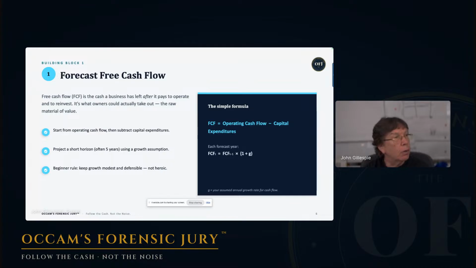So free cash flow is the cash a business has left over after it pays to operate and to reinvest. It's what owners could actually take out, the raw material of value. As Warren Buffett would always say, if a company isn't reinvesting, it's probably not a company that you want to invest in. Basically, if people are just trying to run a company dry, it's not going to be a great long-term investment. You've got to keep putting things back in for your resources, right?